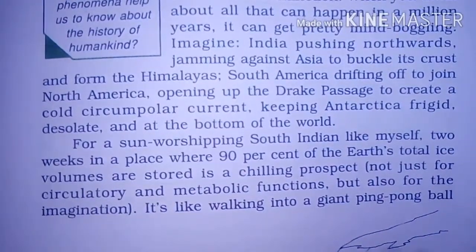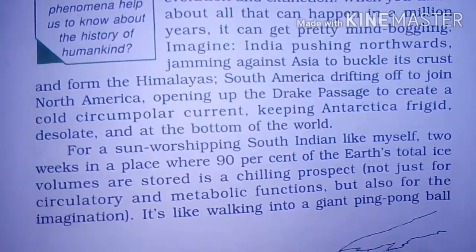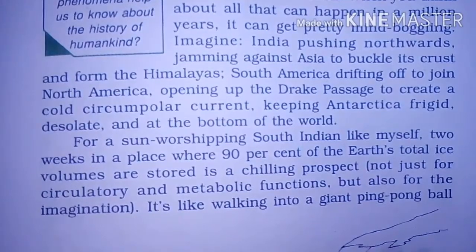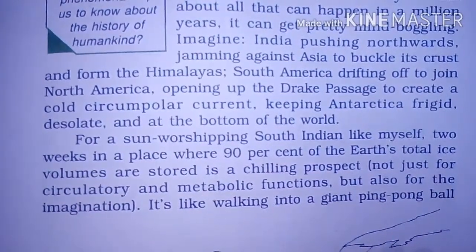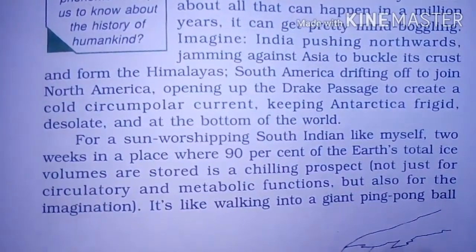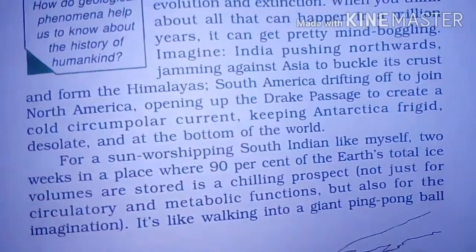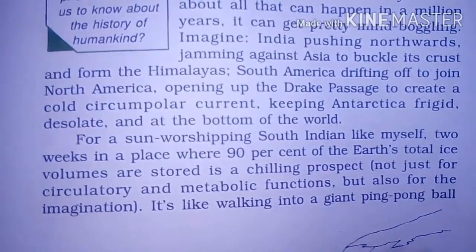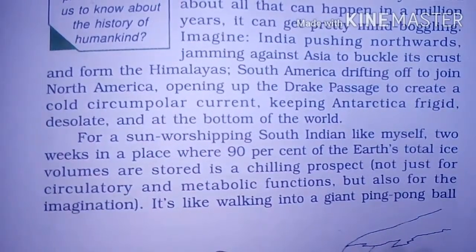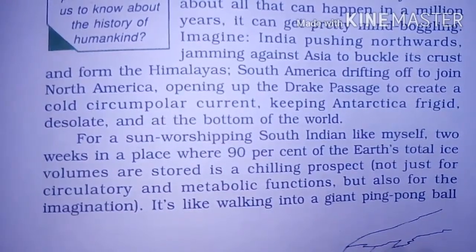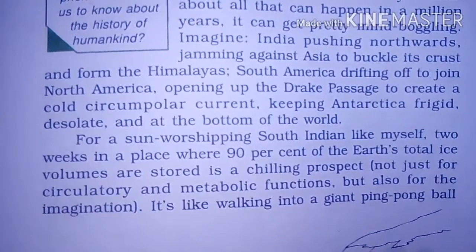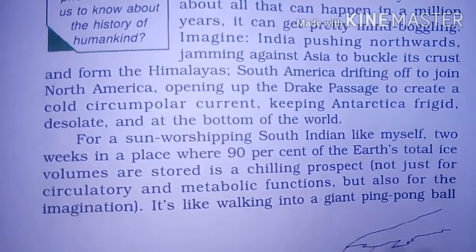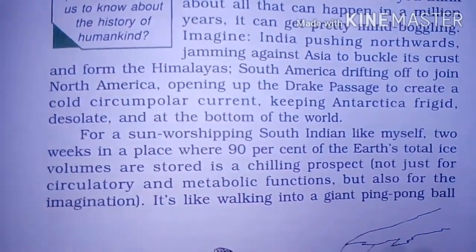So the current started moving in this way through the Drake Passage, keeping Antarctica frigid, desolate, and at the bottom of the world. As the current moved through the Drake Passage and around the poles, it made the poles, that is Antarctica, very cold, and it froze. Antarctica became desolate, that is isolated. Since it got the ice cover, there could be no plants, no vegetation, no animals there, so it became a deserted place at the bottom of the world.